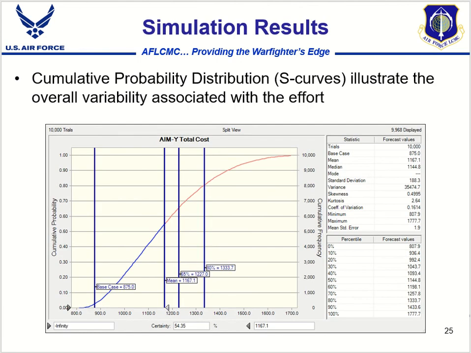And then in this picture, all I've done is change the view of the simulation results to show the cumulative probability distribution, or the S-curve. And we've added some marks along the curve to indicate where our point estimate is, the mean, the 65% confidence level, and the 80% confidence level. And you can see those here. This is your point estimate, this is your mean value, your 65, and your 80. And those are indicated here in the boxes.